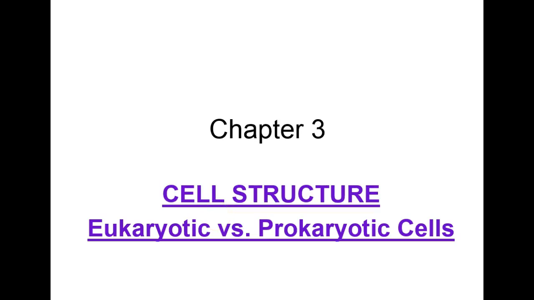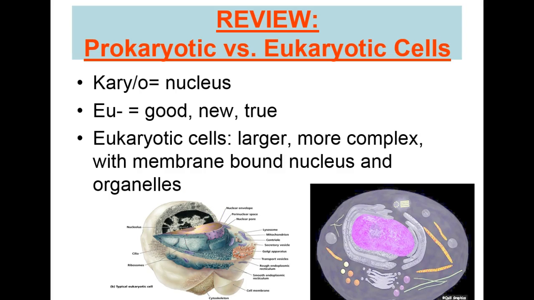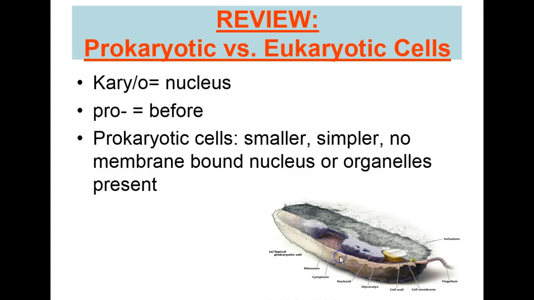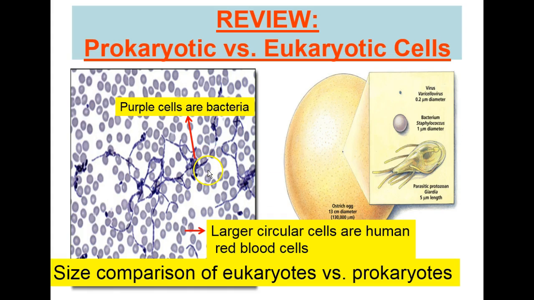Chapter 3 will look at cell structures of the eukaryotic and the prokaryotic cells with an emphasis in prokaryotic cells. Eukaryotic cells are complex cells with a membrane-bound nucleus and membrane-bound organelles. On the other hand, prokaryotic cells have no membrane-bound nucleus or membrane-bound organelles. Eukaryotic cells are larger than prokaryotic cells.